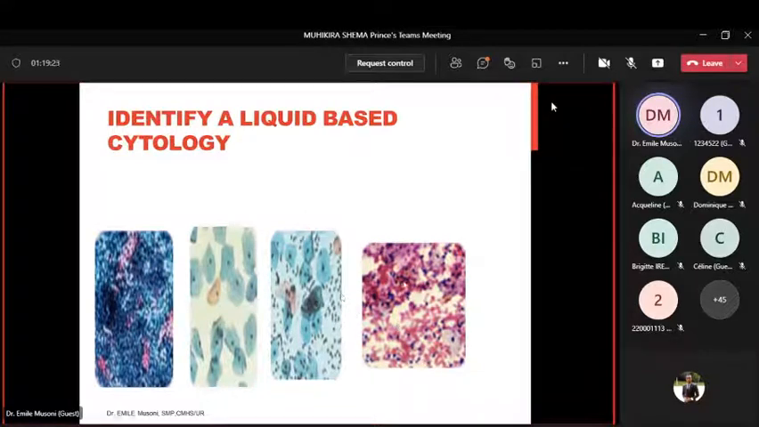This one is where I've used a conventional pap smear. For this one, you see clearly the cells. This one is liquid-based cytology.